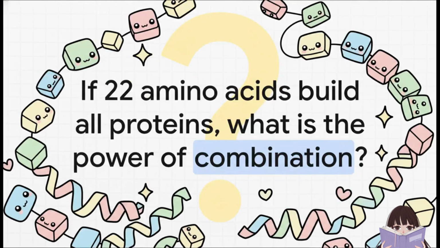And I'm going to leave you with one final thought to chew on. There are only about 22 standard amino acids that are used to build pretty much all proteins. Think about that. From this tiny alphabet, nature writes the entire complex language of life. What does that tell you about the incredible power of combination?